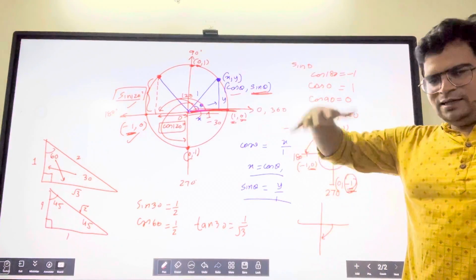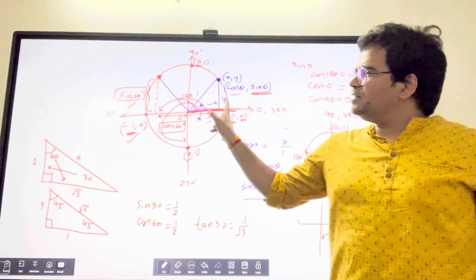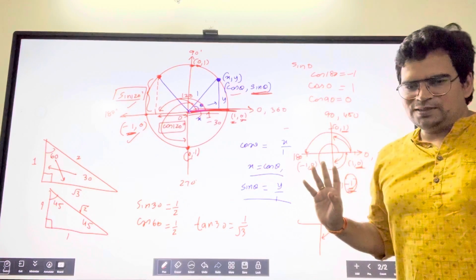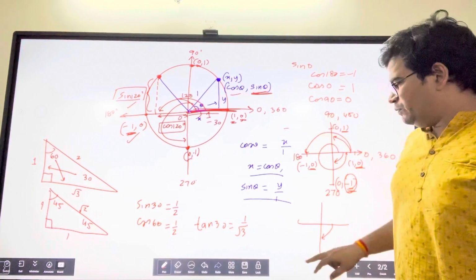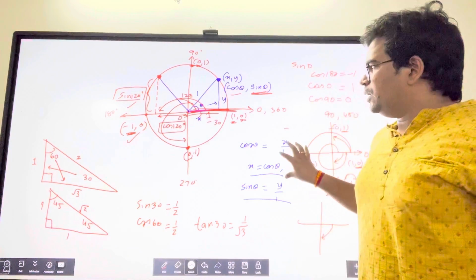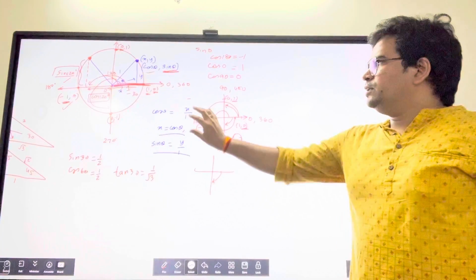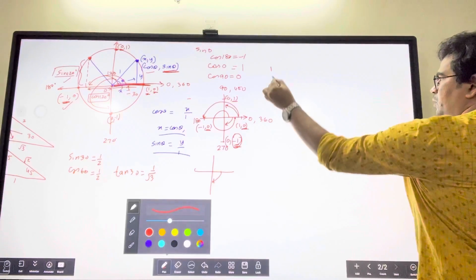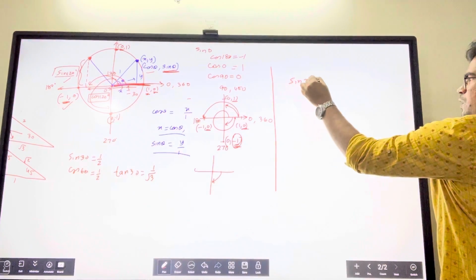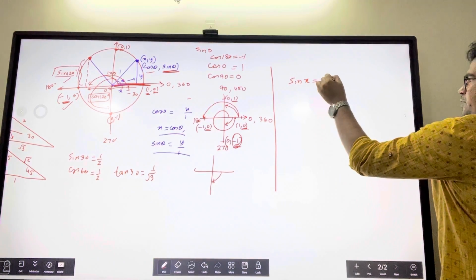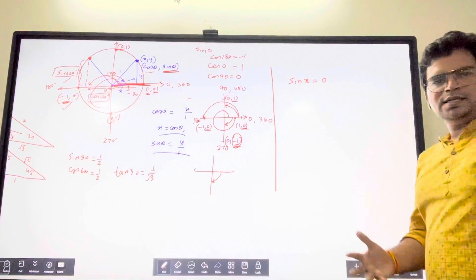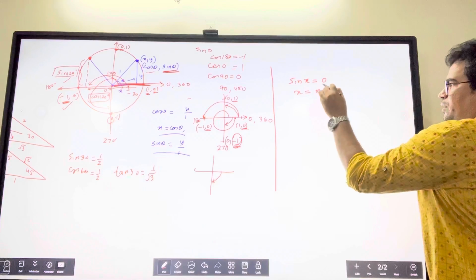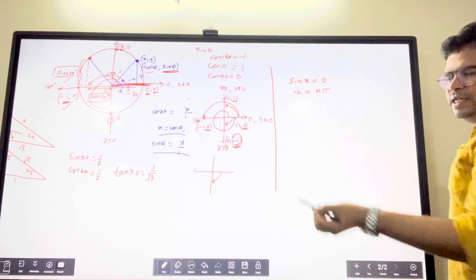In contrast, if you look at any angle along the x-axis, cos will be 1 or minus 1 and sine will always be 0. So from here we come to a very interesting outcome. If you have to solve for sin x equals, let's say, 0, where is sin x 0? Sin x is going to be 0 along n pi, where pi is 180 here.